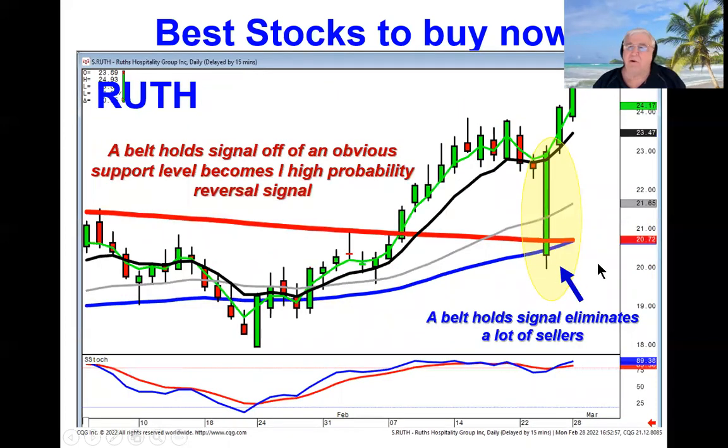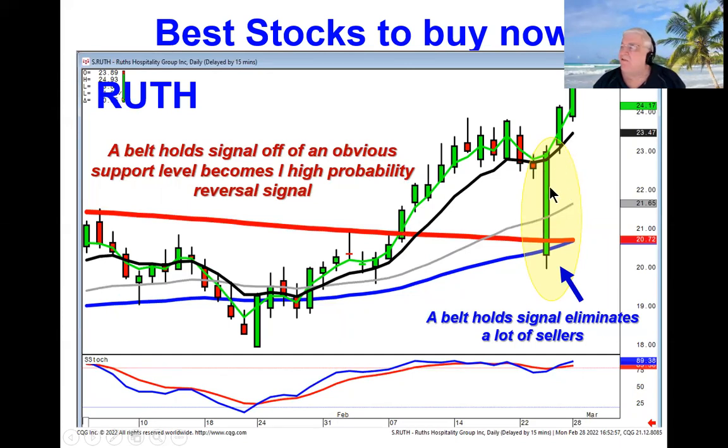Our recommendation on Ruth's Steakhouse was based upon a belt hold signal. And as long as you understand and know what a belt hold signal represents, it basically tells you they took a lot of sellers out of the trading. And when they sopped up all those sellers, that means any buying is going to have less selling in front of it. That created not only a strong signal, but look how the pattern is setting up for a good J-hook pattern. So again, I always illustrate or reiterate that this is not rocket science.